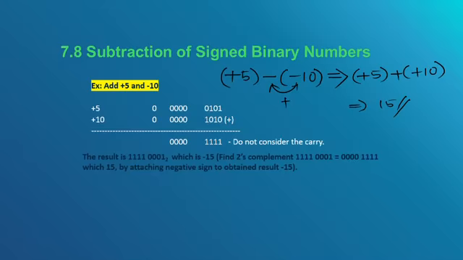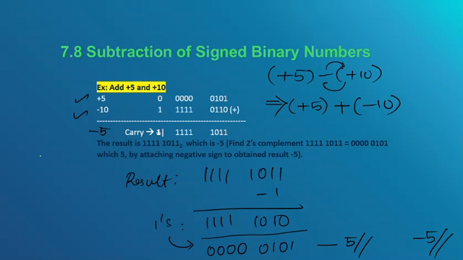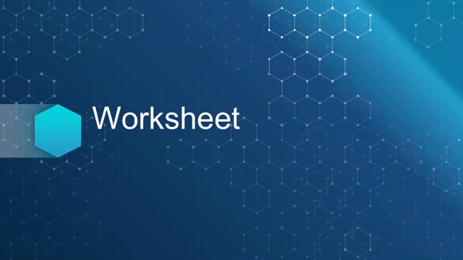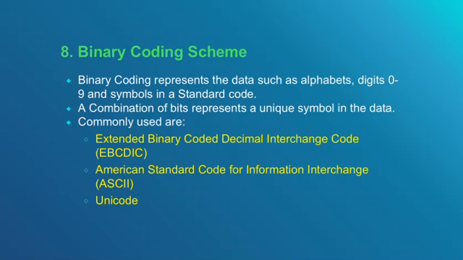So next thing is, we'll see some worksheets. Okay, so I have given all the things. So I will provide you the worksheet at the last. So with this, we are coming to the end of the number system. So the last topic is about the binary coding system. So where do we use a binary coding system in computers? What are the general coding systems we use?